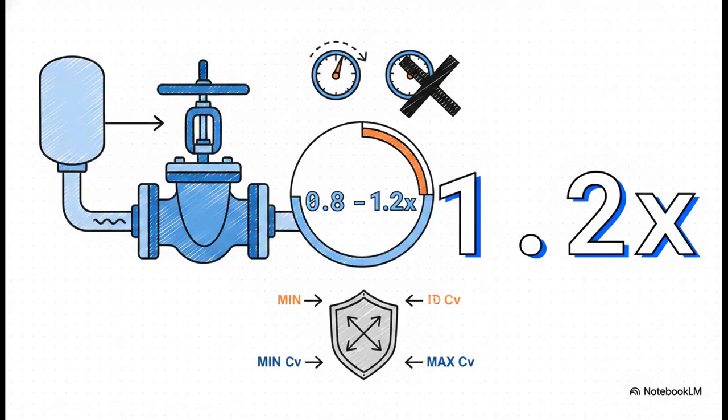So how do we fix this? Not by detuning the controller, that just masks the symptom. You fix it with a defensive sizing rule of thumb. Always select a valve so it operates comfortably between 0.8 times its minimum CV or flow capacity and 1.2 times its maximum CV requirements. Size it right in that 80 to 120% window and your physical hardware and digital software will finally play nice together.